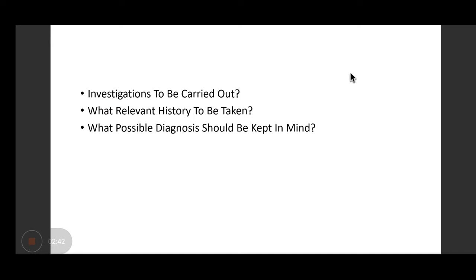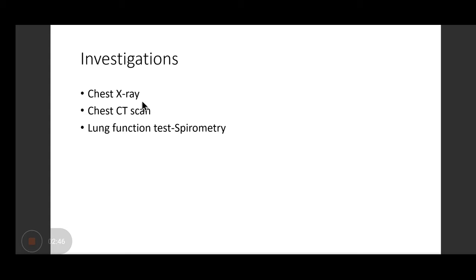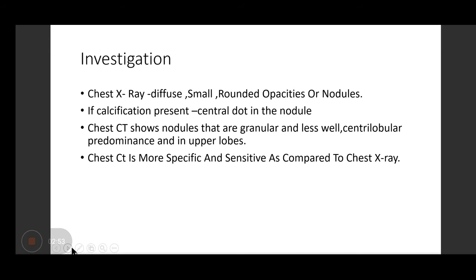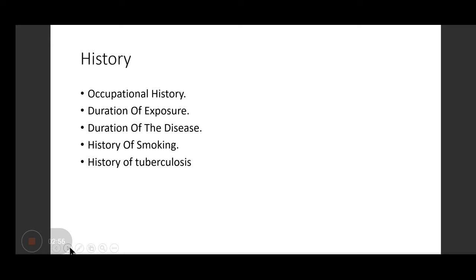So on chest X-rays, what we saw was nodularity in the upper zones, okay? And for history, you will have to ask about the occupational history. And if there is any history of exposure, then you have to ask the duration of exposure to dust, like minerals and all that. And also you have to ask the duration of disease, and you have to ask for history of smoking, and also history of tuberculosis.